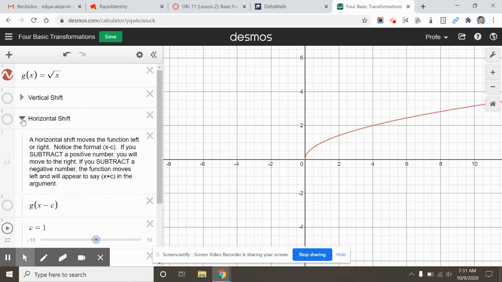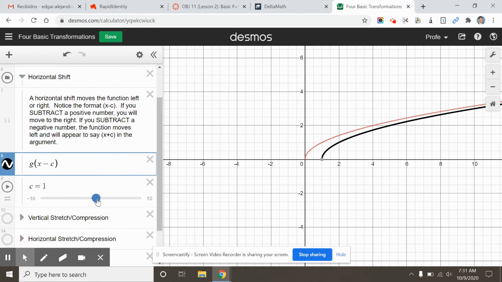Okay, a horizontal shift. A horizontal shift is going to move the function left and right. To move a function left or right, you simply need to subtract or add an amount to the argument, to the input. Now this one works a little funky. Let's say I were to subtract 1 from my input. This would move my function 1 unit to the right. If I were to subtract 2, remember I'm saying subtract, it would move it 2 units to the right.